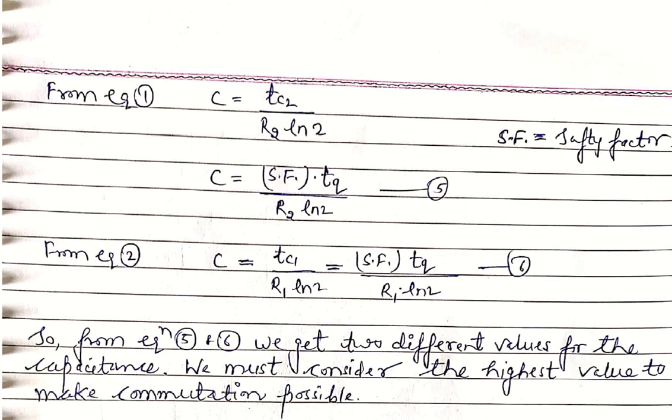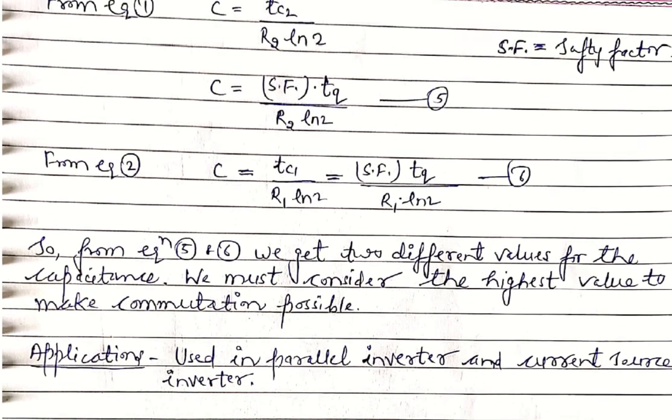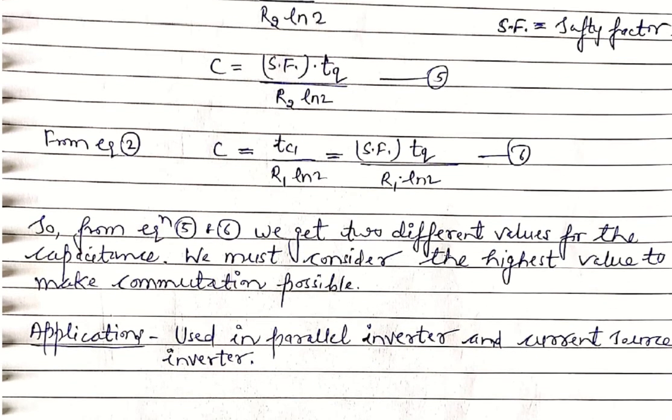Why different values? Because R1 and R2 have different values, so the capacitor also has different values. If we find capacitors of different values, how can we choose which one is the better capacitor for the commutation? We will choose the capacitor with the highest value to make commutation possible. So from expressions 5 and 6, if we calculate the capacitor values, we will choose the higher value of capacitor to make the commutation successful.